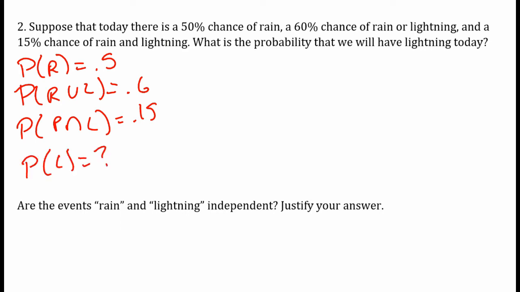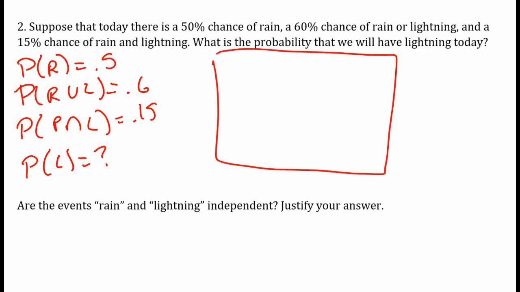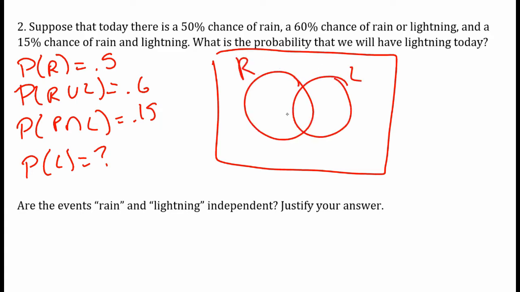So a couple ways to do this. You can jump right to the formula and plug and chug from there, but I'd rather just make a Venn diagram and go from that. So I have rain and lightning. I know the intersection's 0.15. All of that needs to be 50%, so I'm missing 35% in that circle. And that OR probability says that circle plus that crescent there has to give me 0.6. Well, I used up 0.5 of it, so there has to be 0.1 left over there.